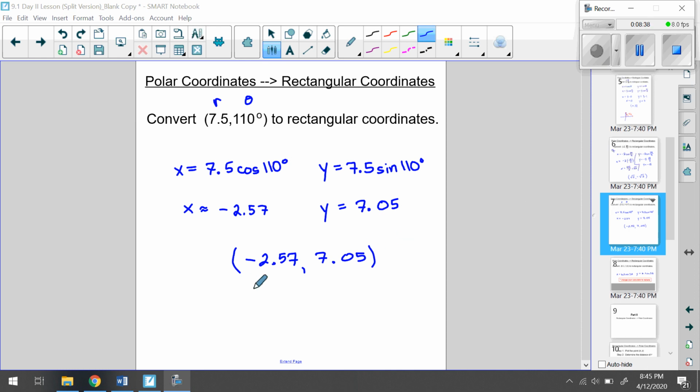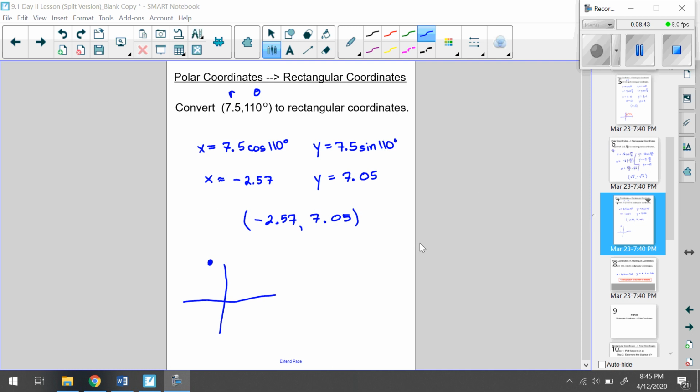Again, it's best practice to go ahead and write that as a coordinate when you're all done. Also, I didn't do this on the last example like I did on the first one, but if you want to see a sketch of what this looks like, just to see if your answer makes sense, -2.57 and up 7.05 is going to be over a little and up quite a bit more. And that's going to give us a coordinate that's in the second quadrant, clearly.